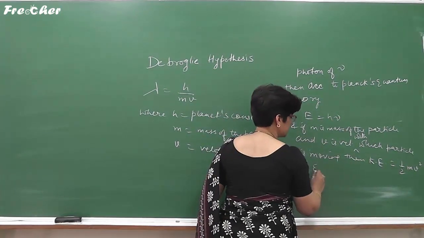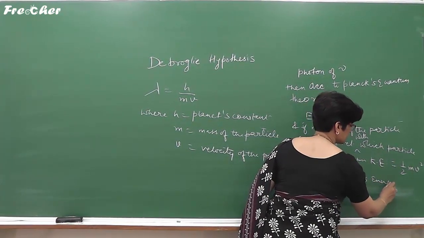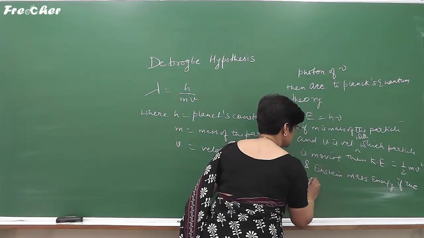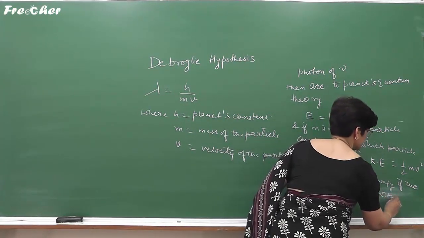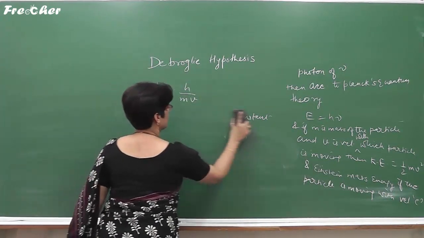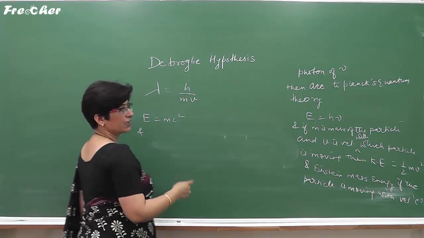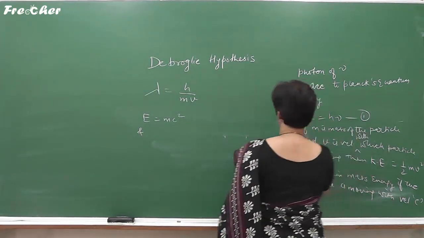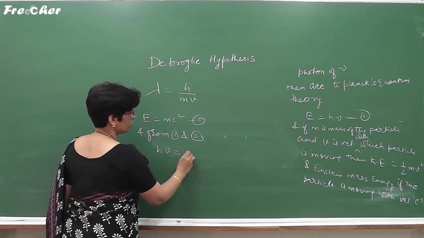And according to Einstein's mass energy relationship, if the particle is moving with velocity c, which is the velocity of light, then energy is given by E is equal to mc square. And since photon is basically a particle of light, E must be equal to mc square. Name this equation as 1 and this equation as 2. So from 1 and 2, what can we say? h nu is equal to mc square.